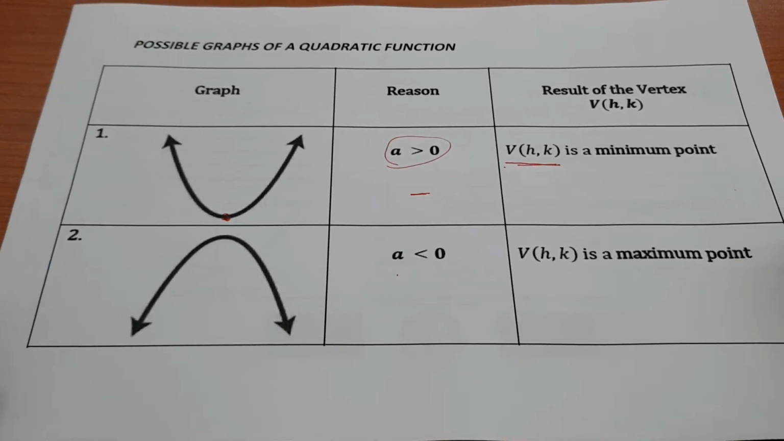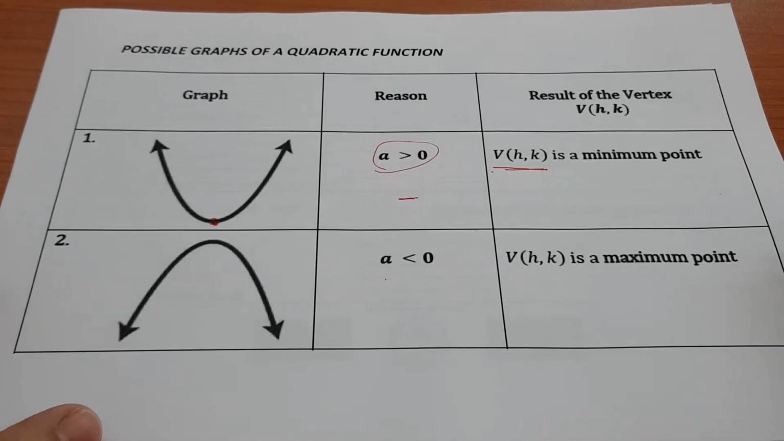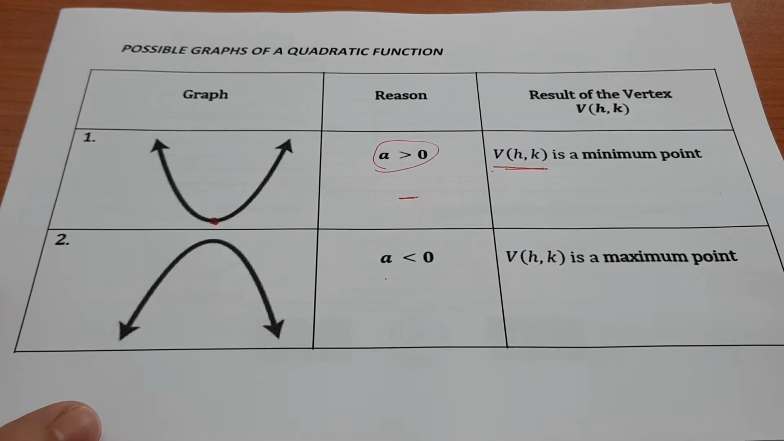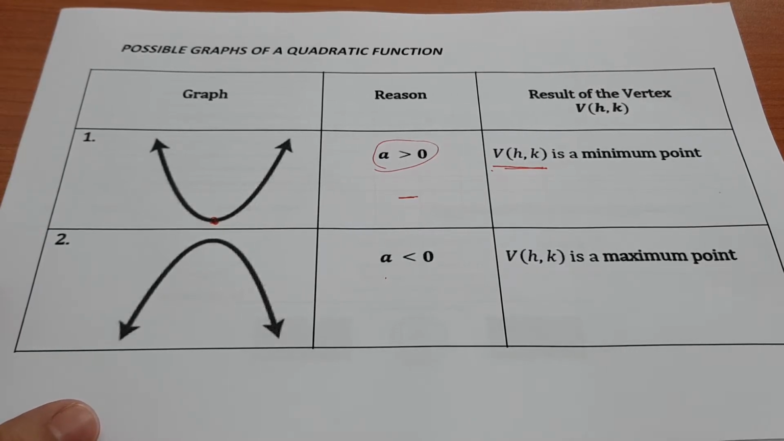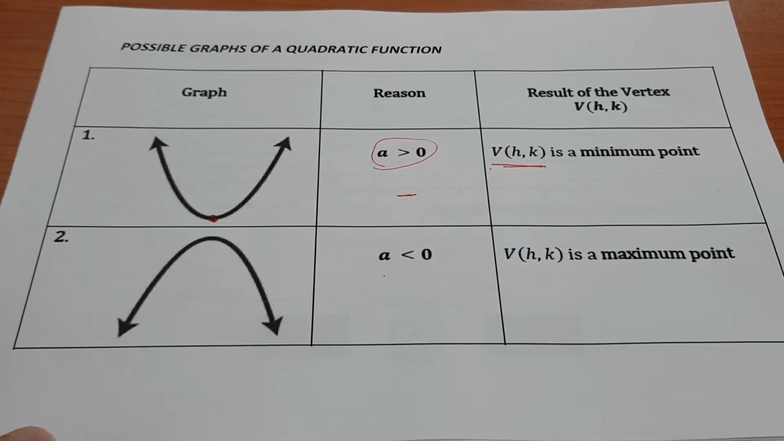So now we already know how to identify the values of a, b, and c. So let's move on to graphing a quadratic function. There are two possibilities, either this or this.